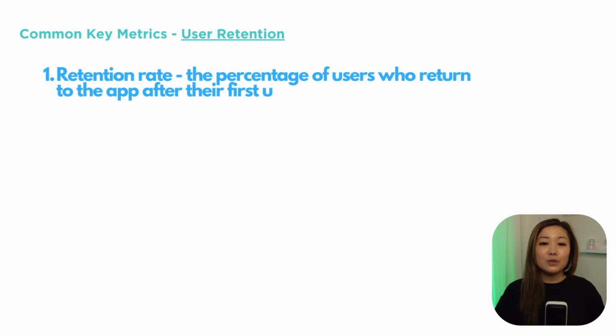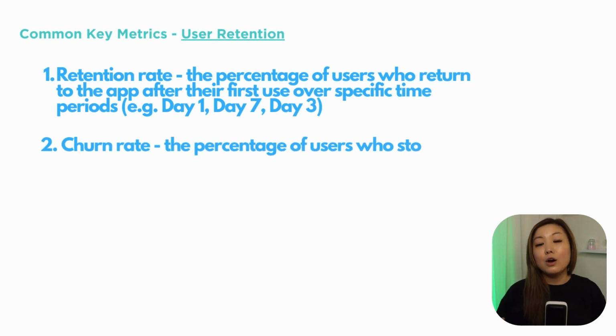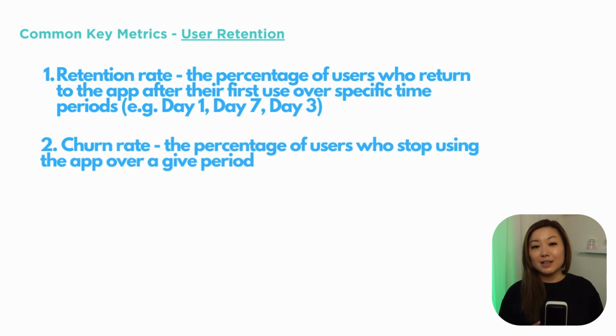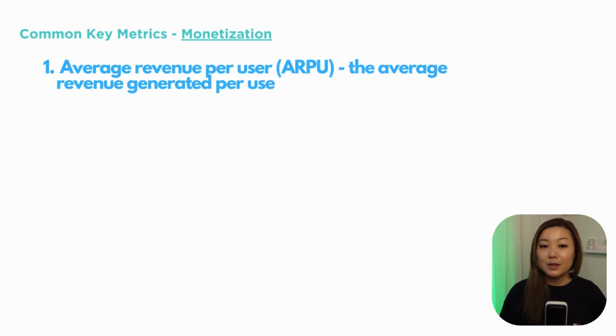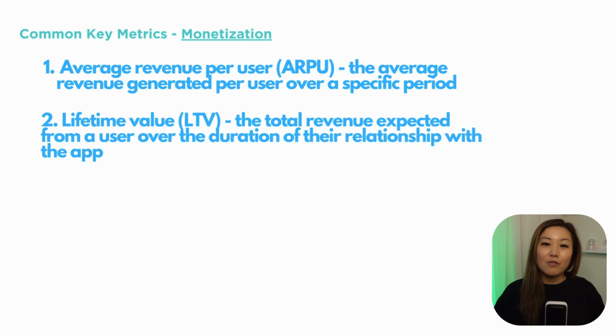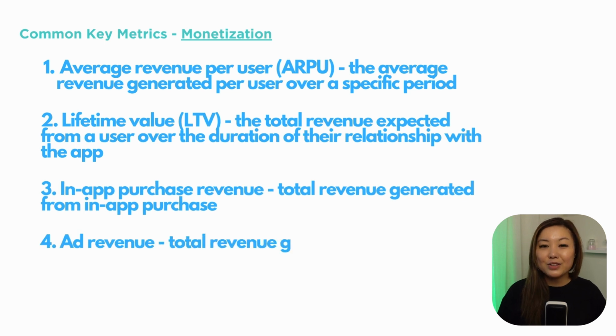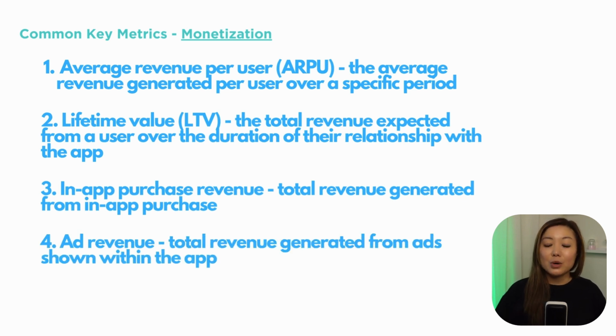Then we look at user retention. Retention rate: the percentage of users who return to the app after their first use over a specific time. This could be day 1, day 7, day 30. The churn rate: the percentage of users who stop using the app over a given period. Then we look at monetization. Average revenue per user: the average revenue generated per user over a specific period. Lifetime value: the total revenue expected from a user over the duration of their relationship with the app. In-app purchase revenue: the total revenue generated from in-app purchases. And then you've got ad revenue: the total revenue generated from the ads shown within the app.